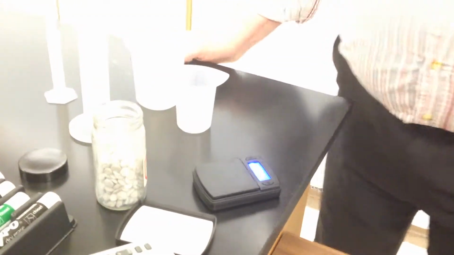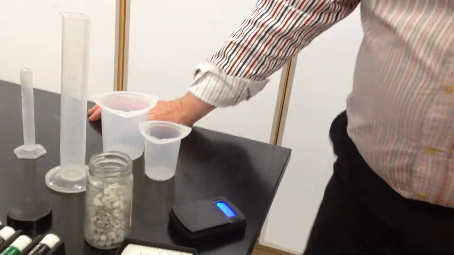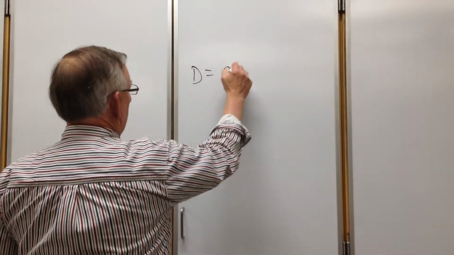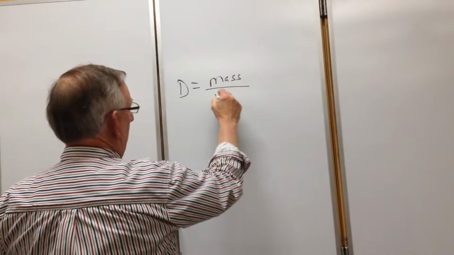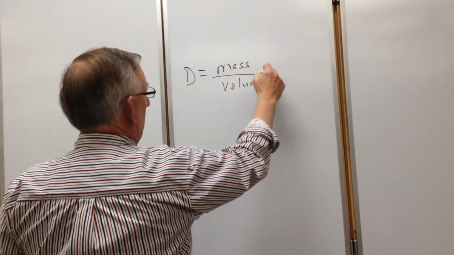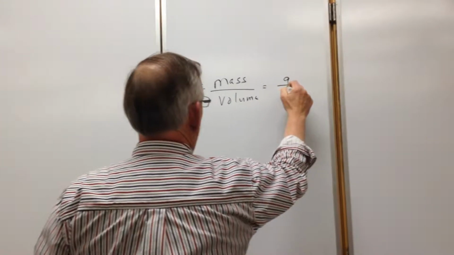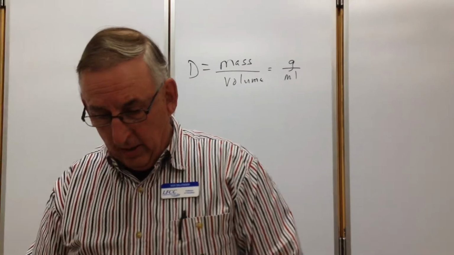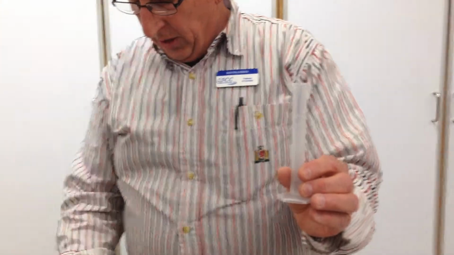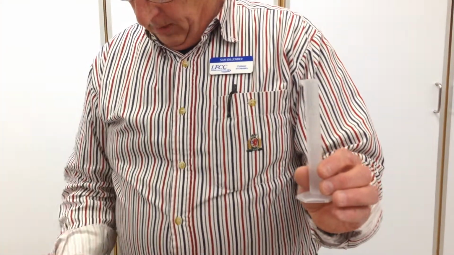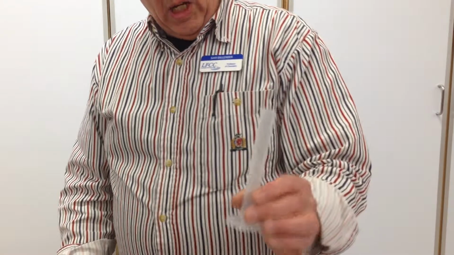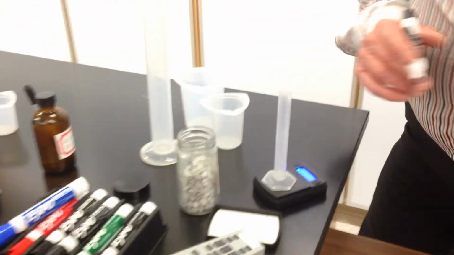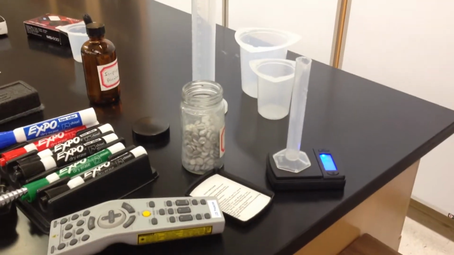So the idea for density is, again, I might as well write on the board here, so I've got a board behind me. Density is mass per unit volume. And scientists usually express this in grams per milliliter. All right, so what we're going to do first is I'm going to use the smaller graduated cylinder because it fits on our little balance better. So I'm going to put that on the balance, and it weighs 8.4 grams.